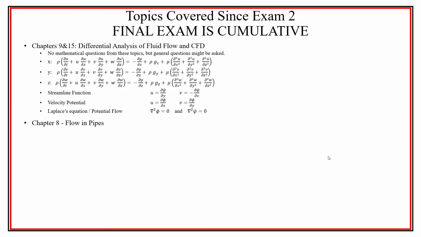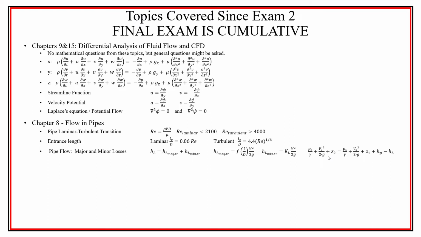Flow in pipes is chapter 8, so we've done pipe flow with the laminar and turbulent transition, just knowing where things are, where the Reynolds number limit is and the Reynolds number we're using. We didn't really do anything with entrance length, but it was on the equation sheet, so I put it on there.